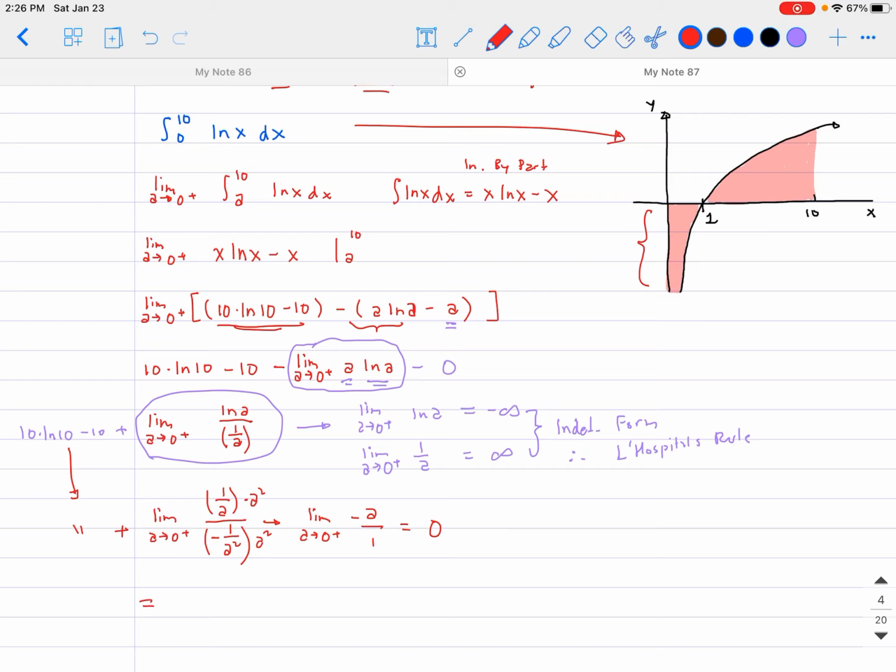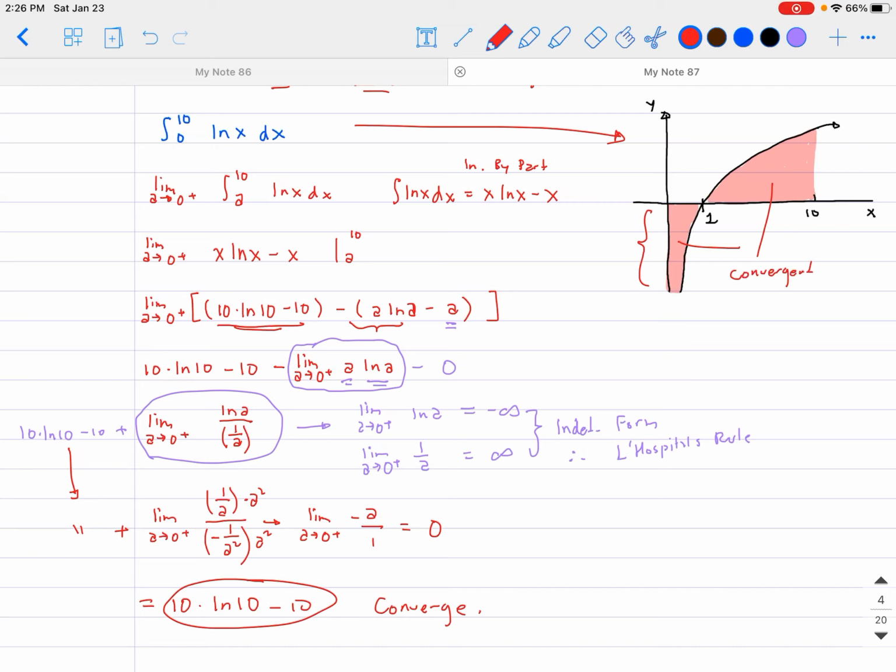So in the very end, the area under the curve is going to be 10 times ln of 10 minus 10. Because this is a real number, the area under the curve, the whole thing, is going to be convergent. So that's going to be this guy over here. Okay, so it's going to be convergent. Okay, so there you go.